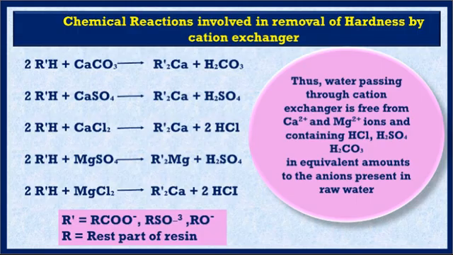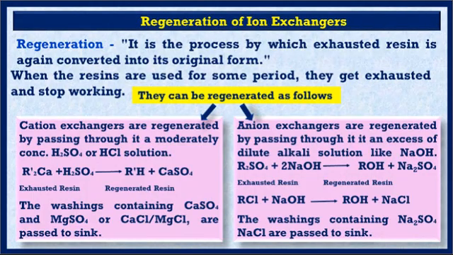So when these acids are passed through these resins, the exhausted resin which is the calcium or magnesium formed resin is now converted into its original form, that is the hydrogenated form, by the reaction of the acids passed through it, and the washings that contain the calcium sulfate or magnesium sulfate, calcium chloride or magnesium chloride are now passed to the sink. So in this way the cation exchange resins are regenerated and converted into their original form, which can be further used for the water softening process.